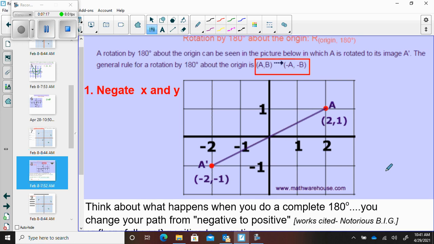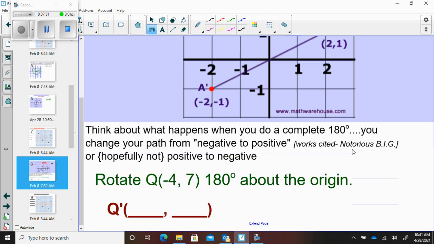All you did was you took your life and you turned it around. You went from positive to negative or negative to positive. You just changed the sign. There is no right angle. There's no right angle. Therefore, there's no reciprocal. We just changed the way we were going.